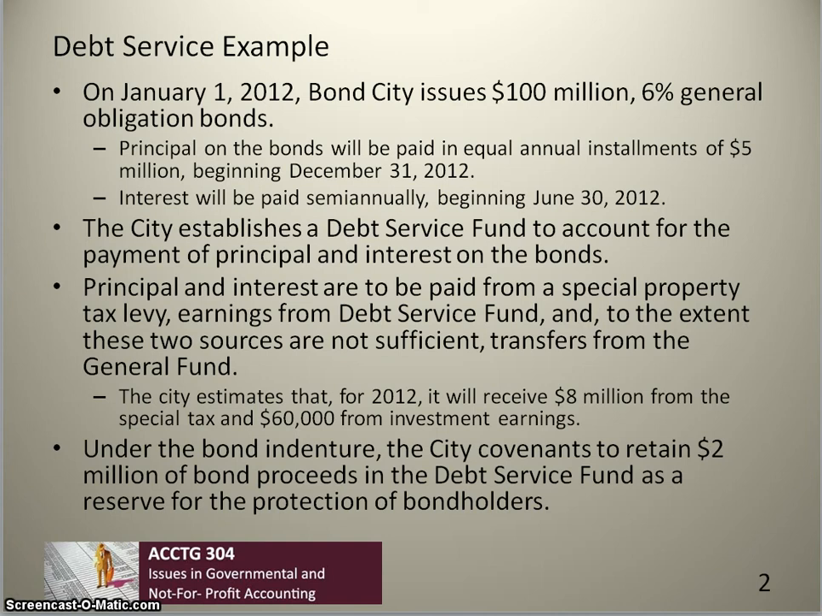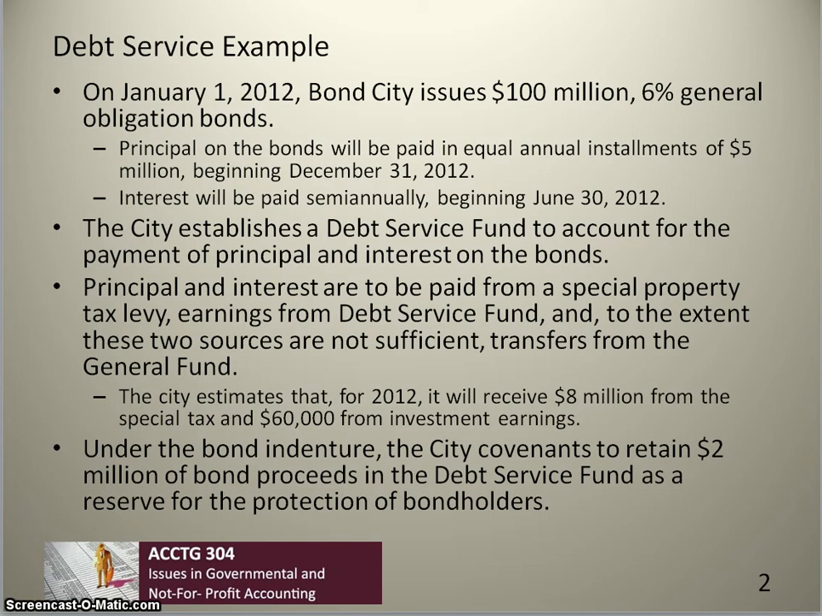Principal and interest will be paid from a special property tax levy, earnings from investments in the debt service fund, and to the extent these two sources are not sufficient, transfers from the general fund. The city estimates that for 2012, it will receive $8 million from the special tax and $60,000 in investment earnings.